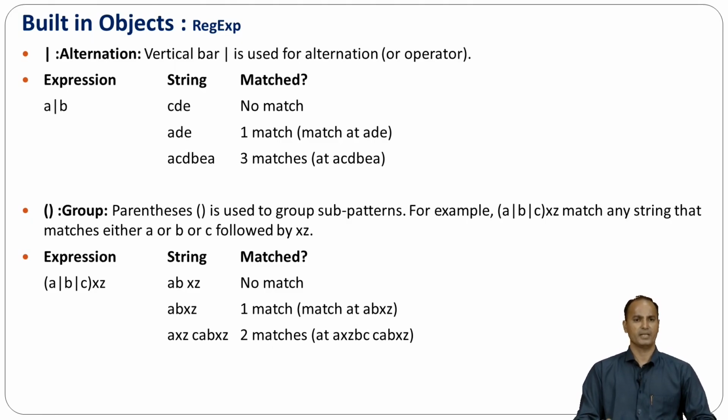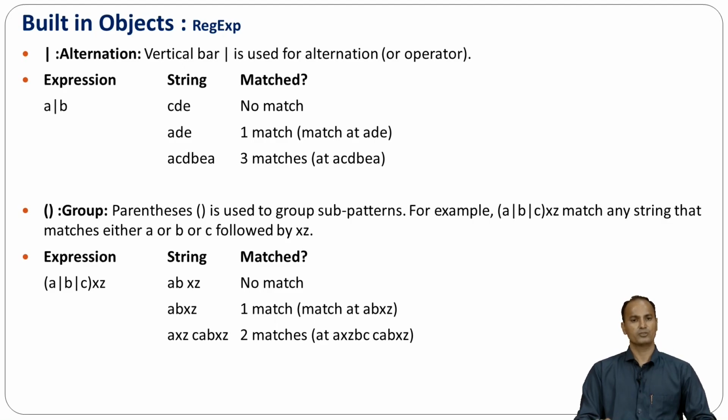Then parenthesis, a group we can say, is used to group subpatterns. For example, parenthesis A, vertical bar B, vertical bar C, then XZ matches any string that matches either A or B or C followed by XZ. Okay, so any one.